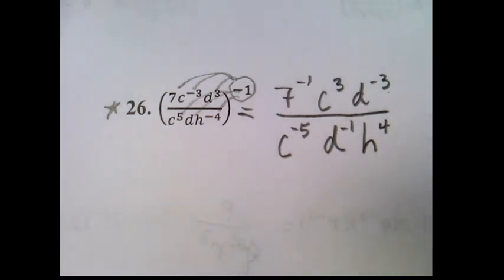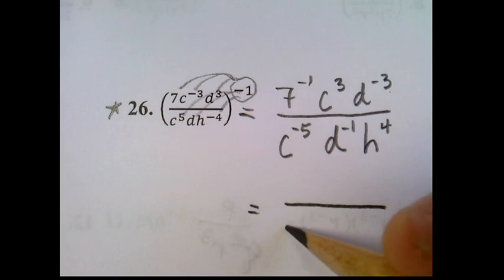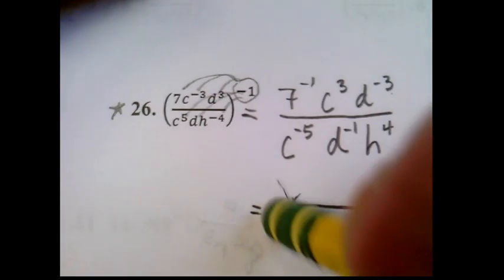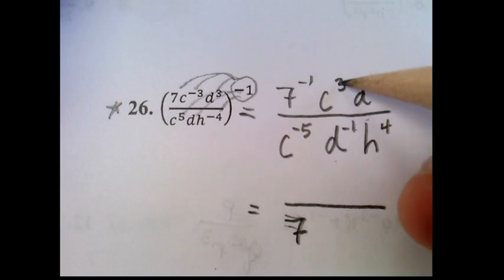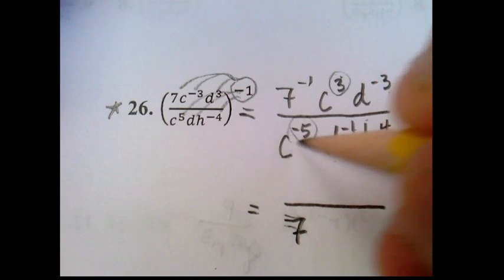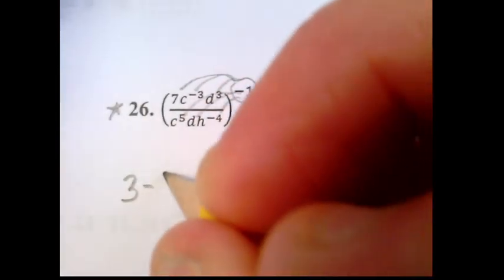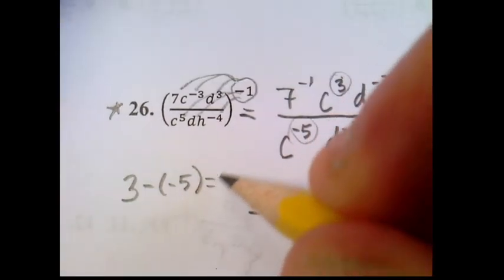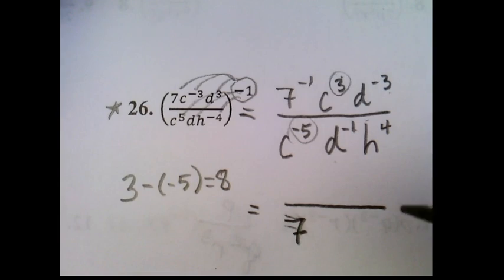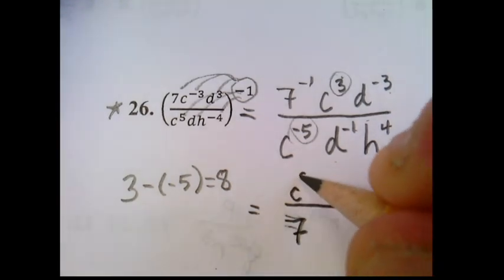Now from here, I know that 7 to the -1st is going to go to the denominator. So I'm going to write out like this. 7. I almost put -7. Don't do that. 7 goes down to the denominator. C to the 3rd divided by c to the -5th. Remember, we're going to take the 3 minus -5. If I write that out, 3 minus -5. Well, what does a double negative become? It becomes a positive, right? So this is actually 3 plus 5, which is 8. So I'm going to put c to the 8th.